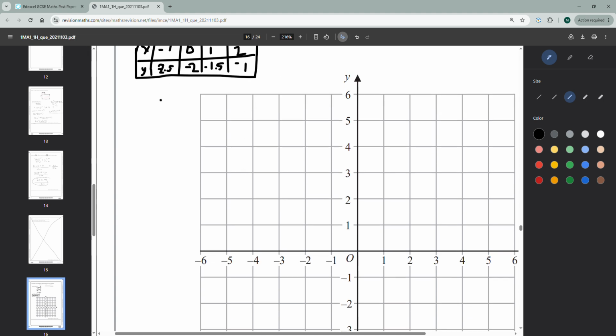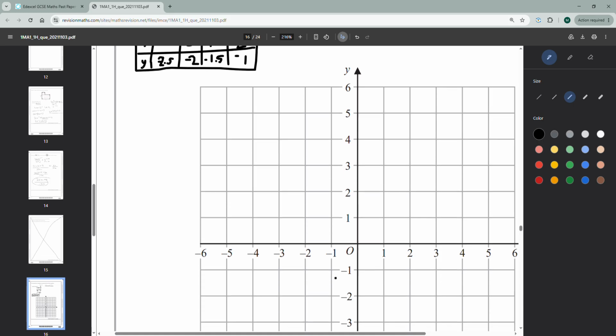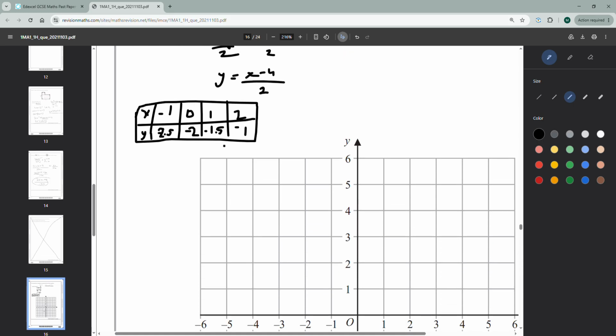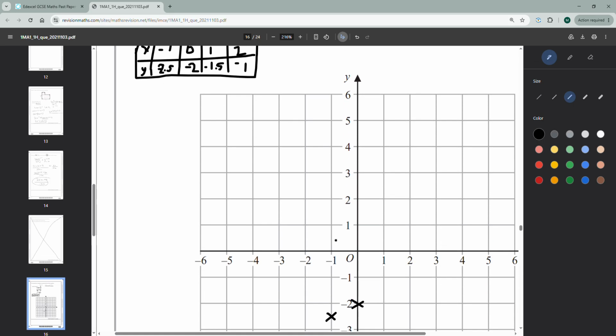Alright, let's plot it. Okay, when x is -1, y is -2.5. So let's just put it there. Alright, amazing. Alright, 0 and -2. So that's over there. Alright, we already got the pattern. Just gonna do that. So we could do that without any problem.